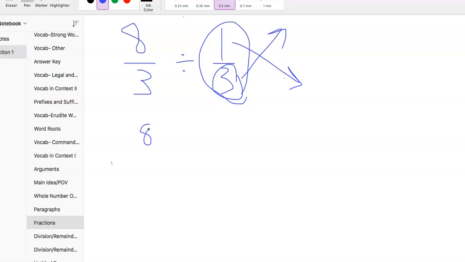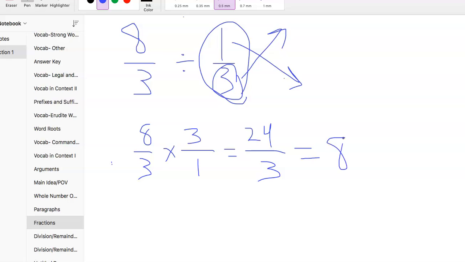So 8 thirds stays the same, times the 3, which is now at the top in the numerator, over the 1, now in the denominator at the bottom. Now we can just multiply these out. 8 times 3 is 24. 3 times 1 is 3. 24 divided by 3 is 8. There's your answer. So that's how you divide fractions.